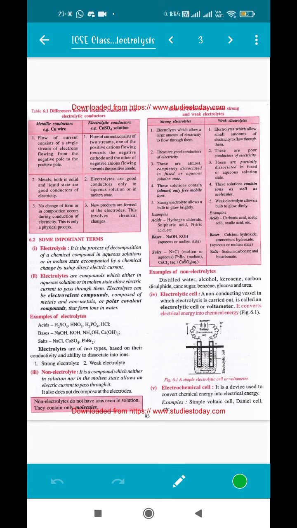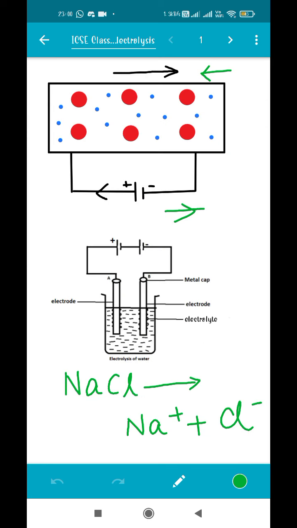These solutions contain only free mobile ions, which I just told. Strong electrolytes contain only ions, but weak electrolytes contain ions as well as molecules. Since strong electrolytes allow a very good amount of current through them, if you connect a bulb here, just imagine in this figure, in case of a strong electrolyte the bulb will glow very brightly because a lot of electricity is passing through the circuit.